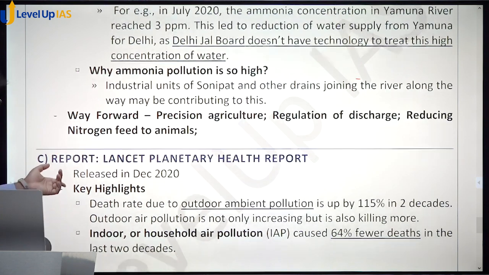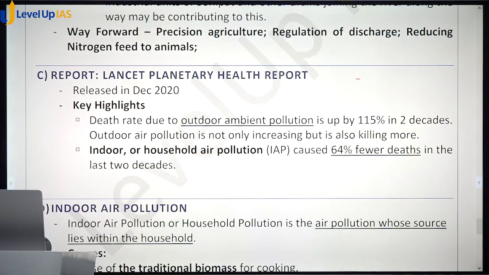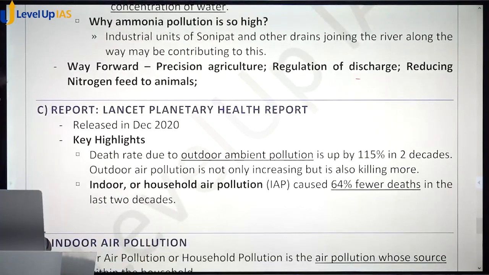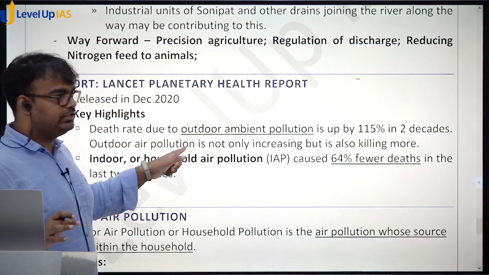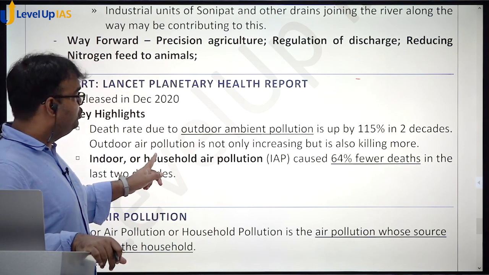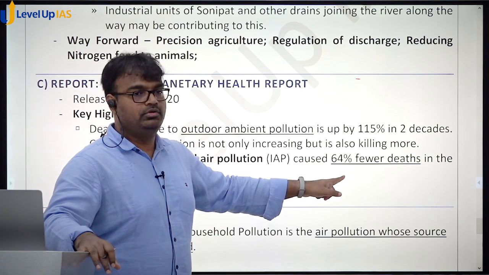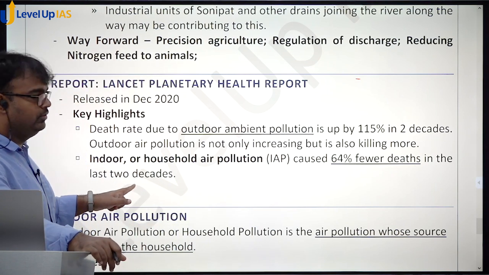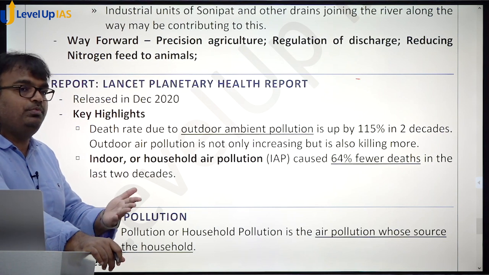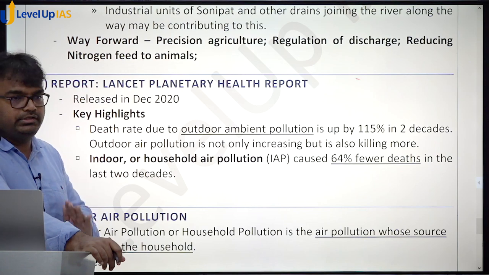Okay. Then there is this report. Now we are coming to indoor pollution. So in indoor pollution, the first thing that we want to talk about is this Lancet Planetary Health Report. According to this report, in India, the outdoor pollution ki wajah se death have increased by 115% in last two decades, but death due to household pollution have come down. Indoor pollution ki wajah se death in India has reduced. It means they're saying that indoor pollution in India may be going.